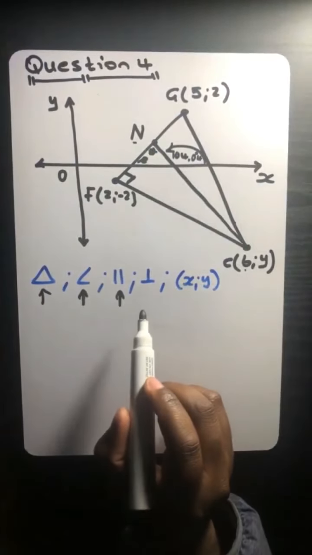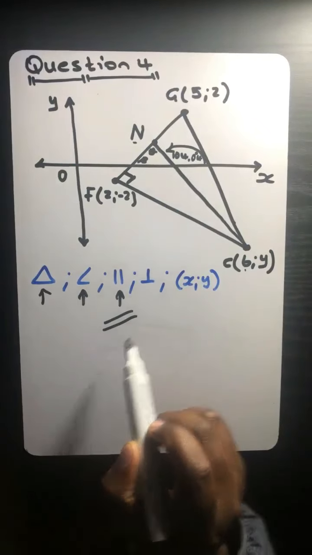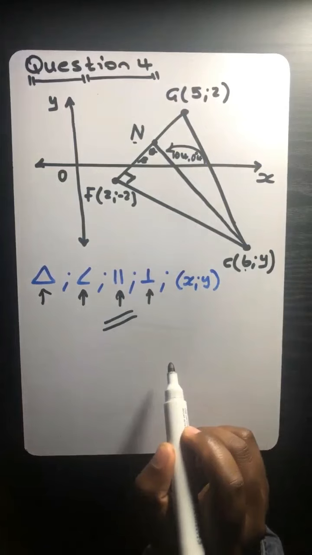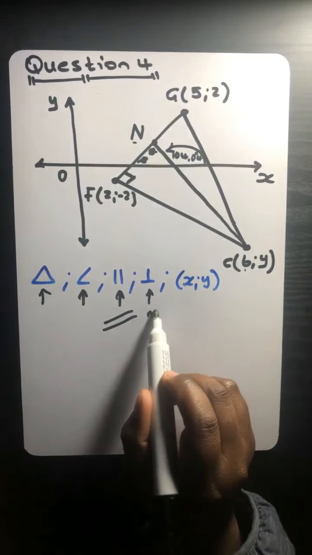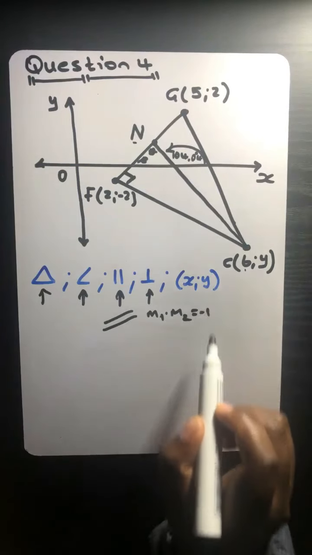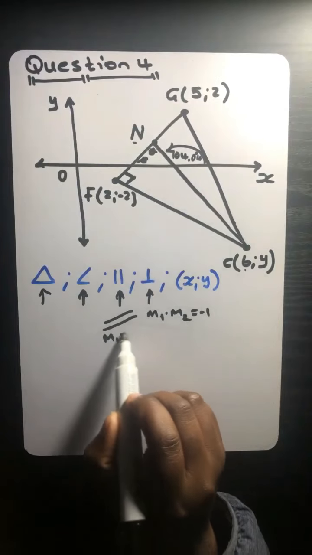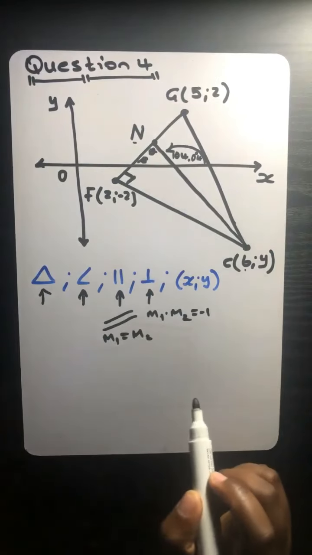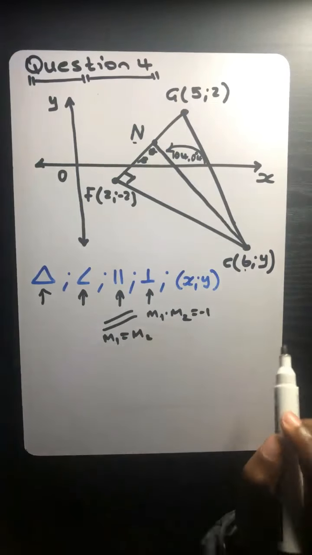And you must know that parallel lines have got the same gradient. So this sign means perpendicular, and we know that with perpendicular, the gradient of line 1, when you multiply it with the gradient of line 2, must be equal to -1. So unlike with parallel lines, where we say the gradients are equal, line 1 and line 2 must have the same gradients.